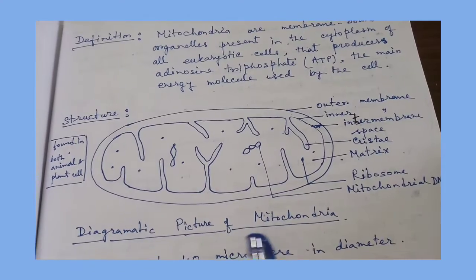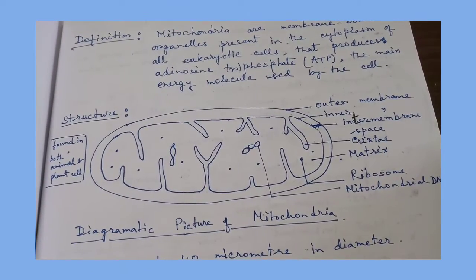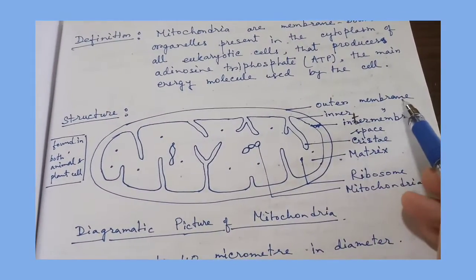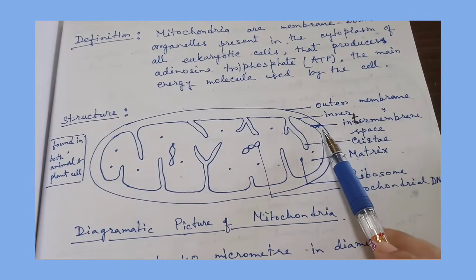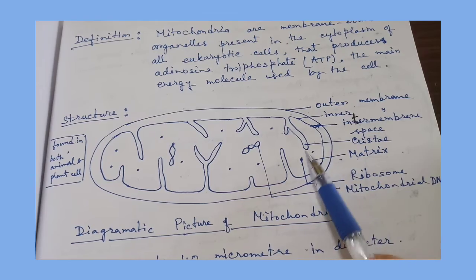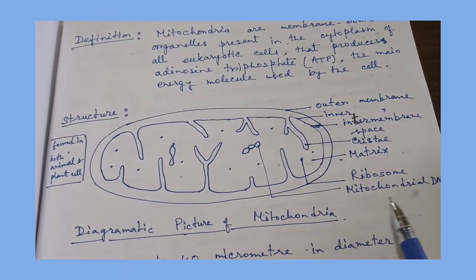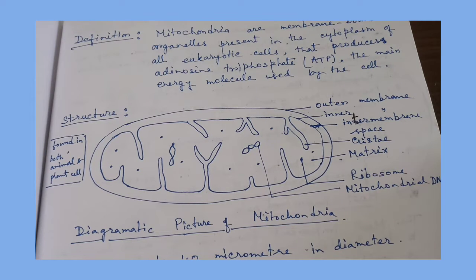Here is a diagrammatic picture of mitochondria. This is the outermost membrane, this is the innermost membrane, this is the intermembrane space, cristae, matrix, ribosome, mitochondrial DNA. Mitochondria are found in both animal and plant cells, but in prokaryotic cells they are absent.